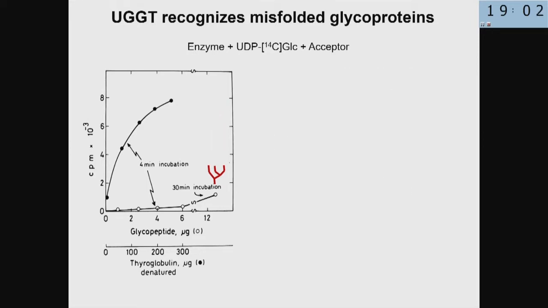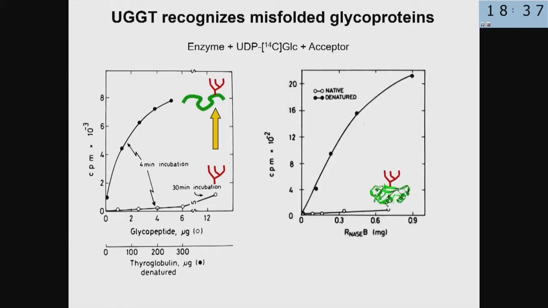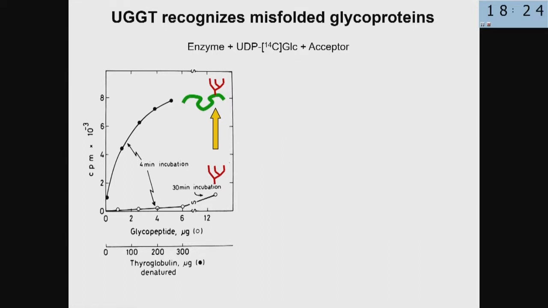The reaction is the enzyme plus UDP-C14-glucose and an acceptor. Here at the bottom, if you put the glycan linked to a single amino acid, asparagine, it is not an acceptor, but if you put the same glycan linked to 8 molar urea thyroglobulin, it is a very good acceptor. And in the next slide you will see, okay, if you use ribonuclease B, which is a glycoprotein, it's not an acceptor. However, if you put the same ribonuclease B denatured in 8 molar urea, it's a good acceptor.